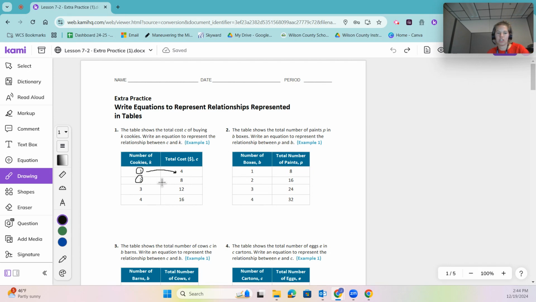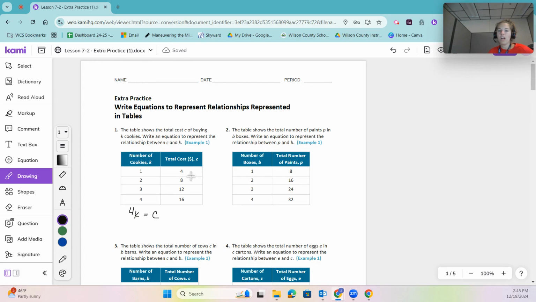Now we can make some conjectures, or some guesses, at the beginning. Well, 1 plus 3 is 4, so 2 plus 3 should be 5. Oh, that's not right, so we know that's not correct. We could also say 1 times 4 is 4. 2 times 4 is 8. Oh, that works. 3 times 4 is 12. That works. 4 times 4 is 16. That works. So K is being multiplied by 4 in order to get C. Does that make sense? So we're taking K times 4 to equal C.